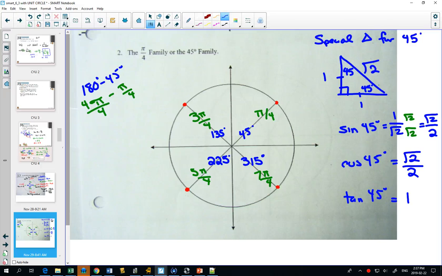So what does that mean? Well, that means we can now label this point. Because our big idea says the x-coordinate is cos and the y-coordinate is sine. So cos of 45 degrees, that's root 2 over 2. Sine of 45 degrees, that's root 2 over 2.